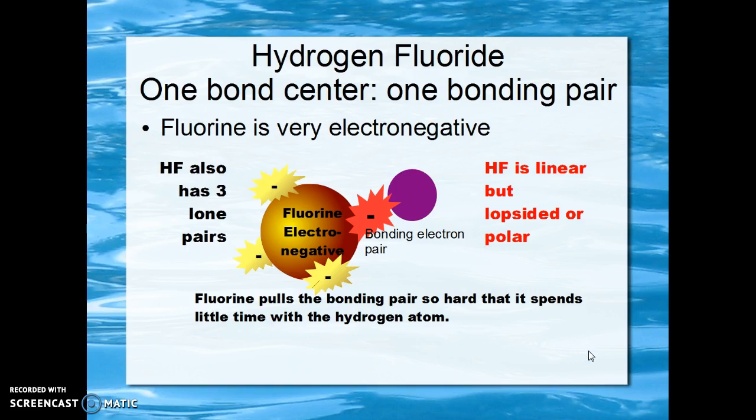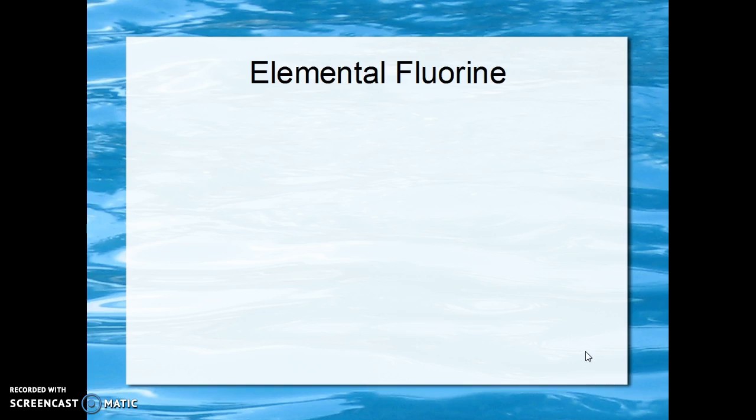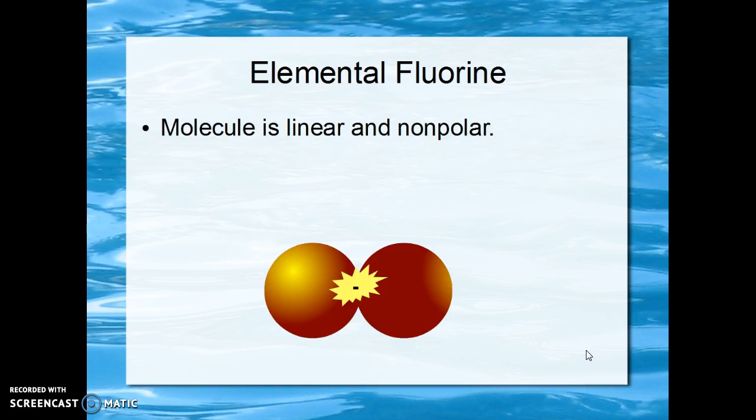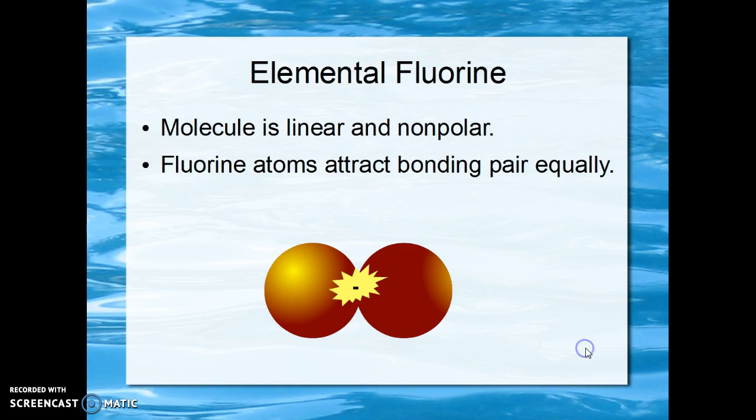By contrast, the element fluorine, F2, is linear and nonpolar. It is not lopsided because each fluorine pulls electrons equally. Fluorine, the element, and all the other halogen elements are nonpolar.